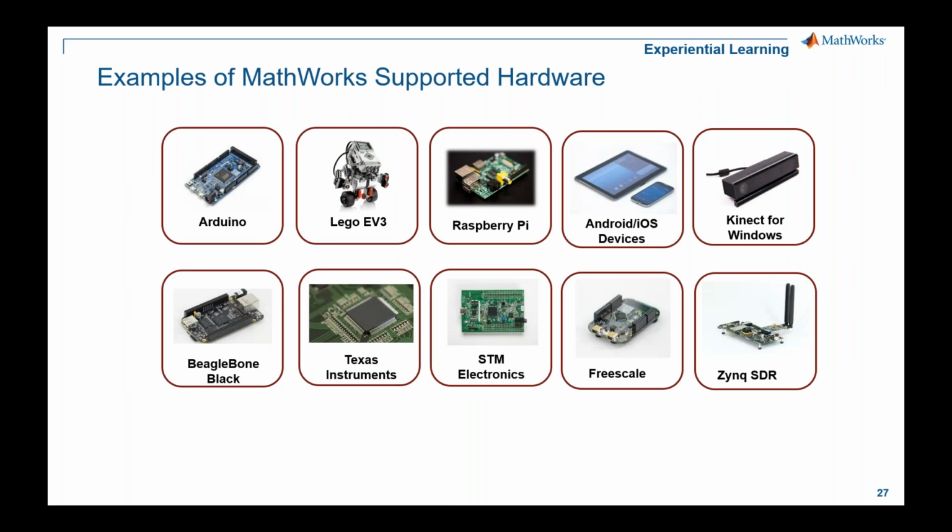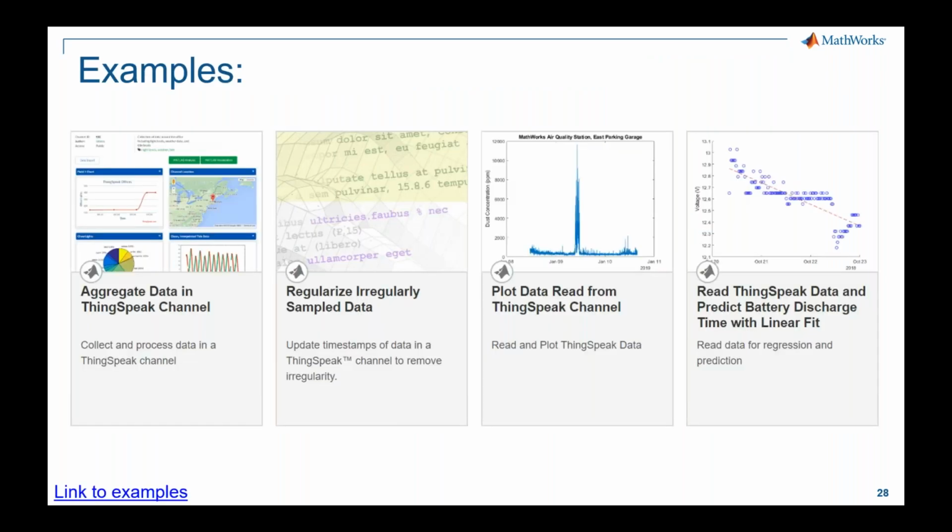And we support plenty of hardware devices like Arduino, Lego EV3, Raspberry Pi, Android devices, Kinect, and so on. So you can make use of this support for building IoT applications, and all these devices which can transmit data can communicate with ThingSpeak. We have plenty of examples on our documentation page, so you can find out more there, and the link for those is given here.